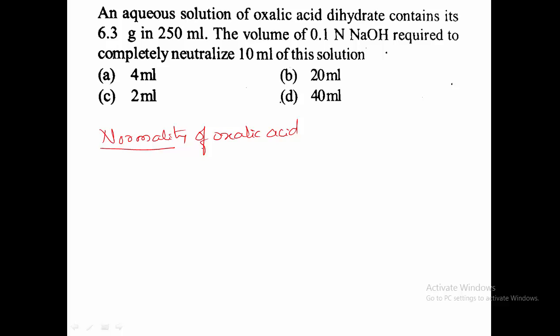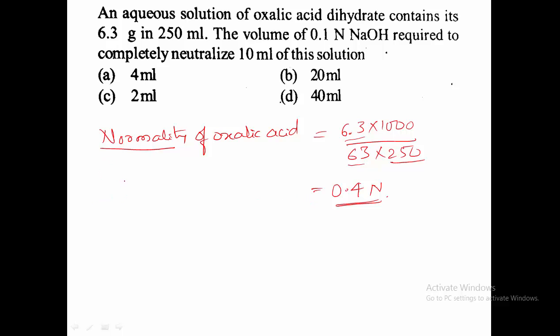So here the normality of oxalic acid can be calculated as 6.3 into 1000 divided by 63 into 250. Here 63 is the equivalent weight of oxalic acid, 250 is the volume of the solution, and 6.3 is the mass of solute. Upon simplification, you will get 0.4 N. This is the normality of the aqueous solution of oxalic acid.